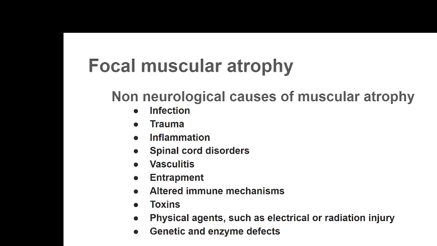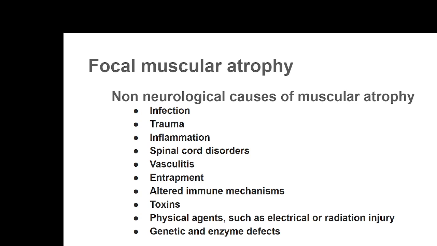Then come the other conditions which mimic motor neuron disease, which also are variants of motor neuron disease. That's focal muscular atrophy. Of course, as far as the classification of the condition is concerned, it may be controversial, whether it has to be considered as motor neuron disease or whether it's focal muscular atrophy as a separate issue.